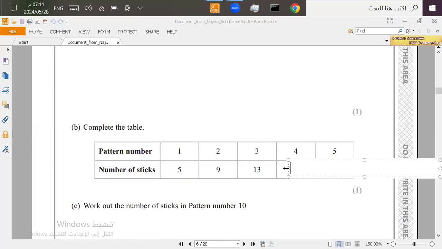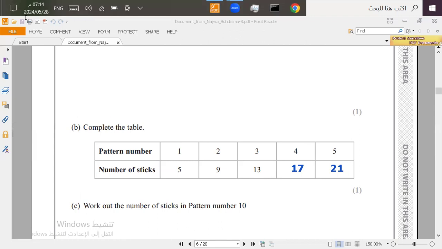It's going to be 17. And next pattern, they added 4 to the 17. It's going to be 21. And this is how you answer a question like this. Now, question C, we got the number of sticks in pattern 10. You can do this by adding 4 each time, or you can find the nth term.